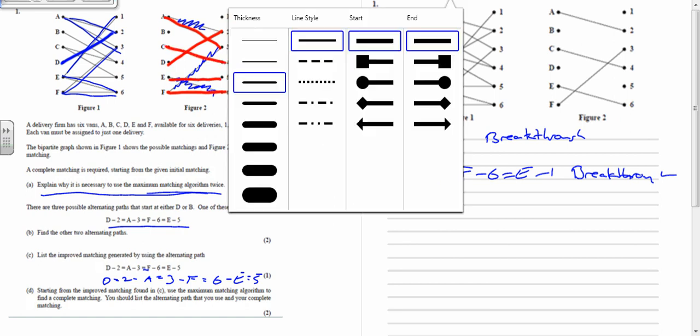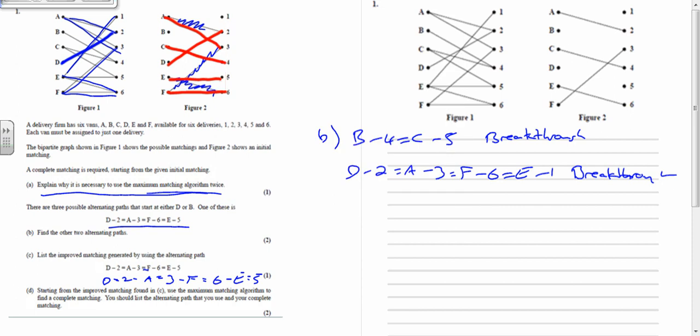So now the improved matching is A to 3, C to 4, D to 2, E to 5, and F to 6. That's the improved matching. Now we've got to start from this improved matching, and we've got to use the maximum matching algorithm again to find a complete matching. So therefore we need to start off with B, and we've got to end up at 1.